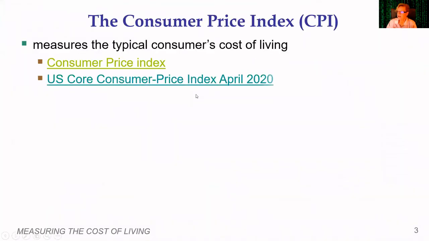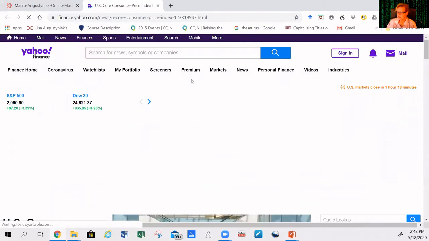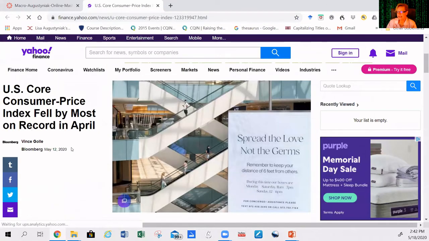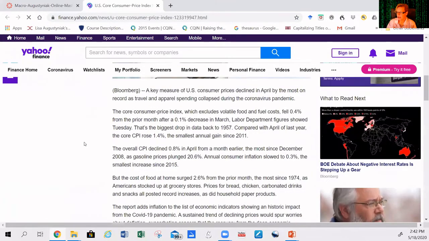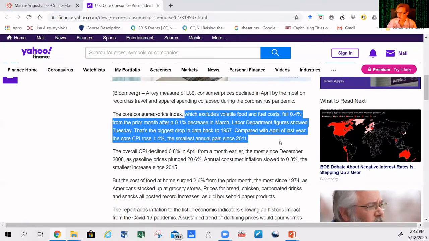So we also have the U.S. Core Consumer Price Index, and this is also forecasted. When we look at it, the price index fell by the most on record in April. And when we look at exactly what is the core, it excludes volatile food and energy, because those are the two that tend to go up and down the most. So again, these are just ways that we can get to those things that we are looking at.